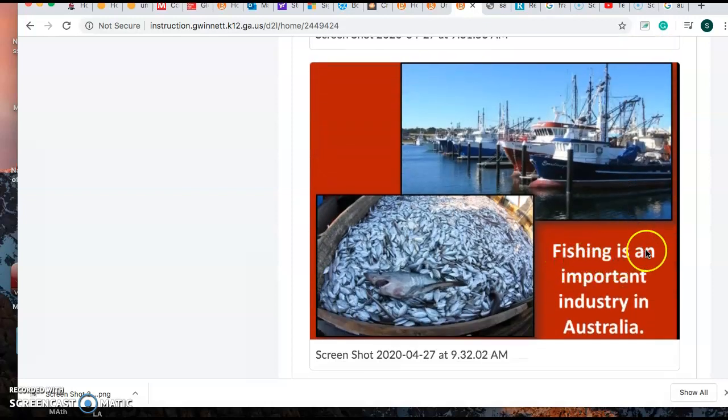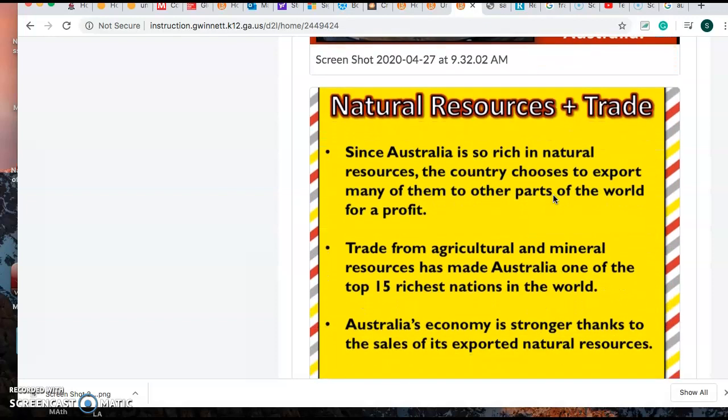It also says that fishing is an important industry in Australia, something we've talked about. Because there's so much coastline, and so many towns on the water, these people are able to go out in boats and fish and make money off of it.